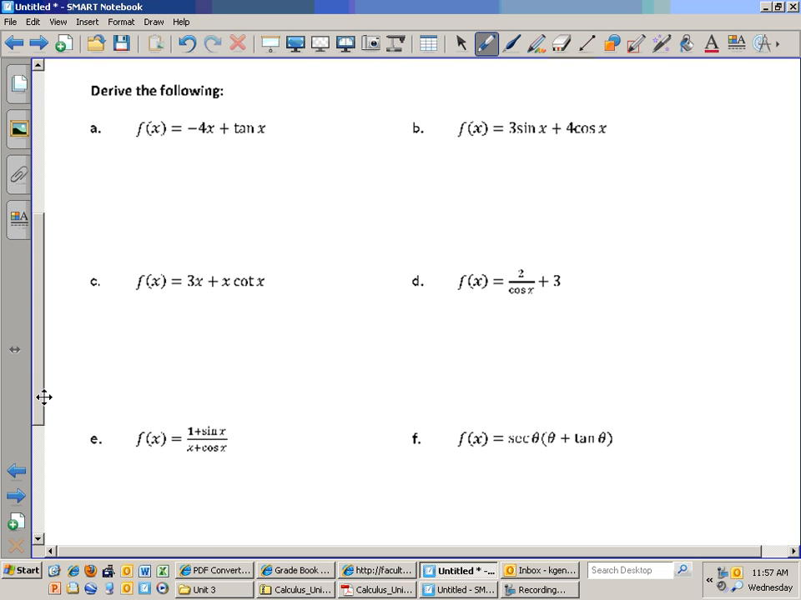f of x equals negative 4x plus tangent of x. I need to take the derivative. So f prime of x is equal to, you tell me. Very good. That's it. How about the next one? We have 3 sine of x plus 4 cosine of x. What will we get?